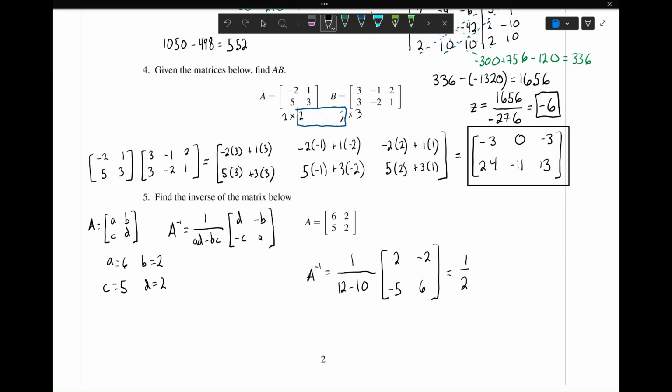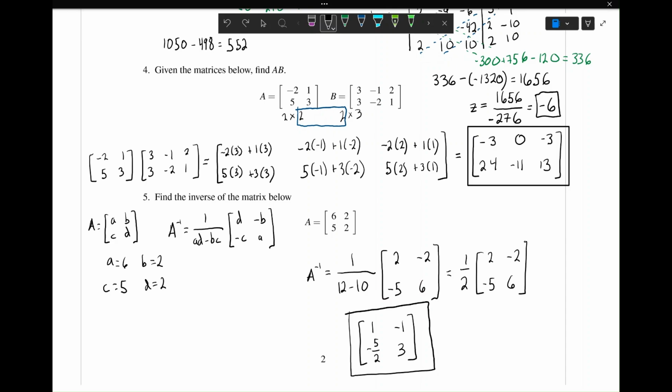So this is 1/2 times 2, -2, -5, and 6. And multiplying that 1/2 in, we end up with 1, -1, -5/2, and 3. And that's it. That's our inverse. We can always check it by using matrix multiplication, by taking our columns and smashing them down and making sure it ends up working.